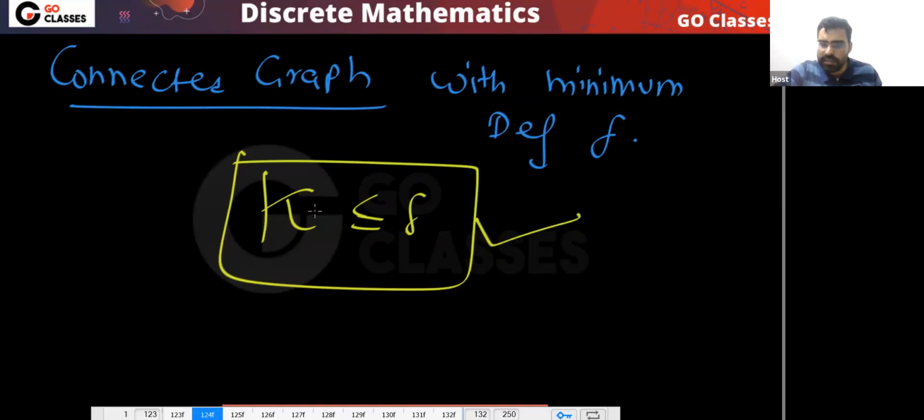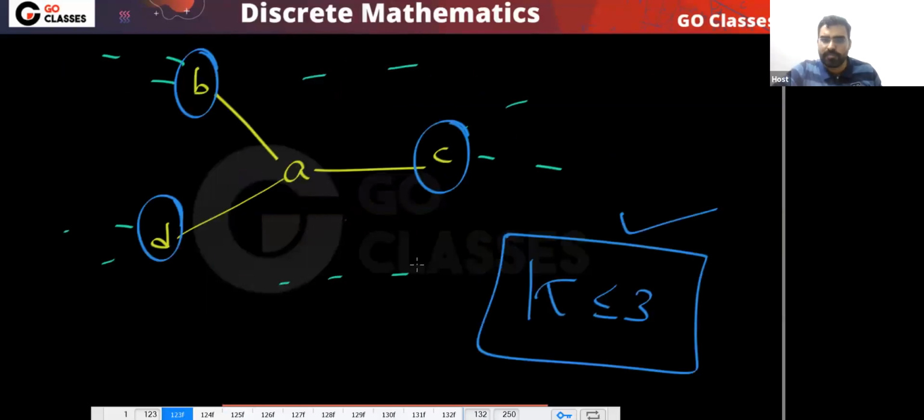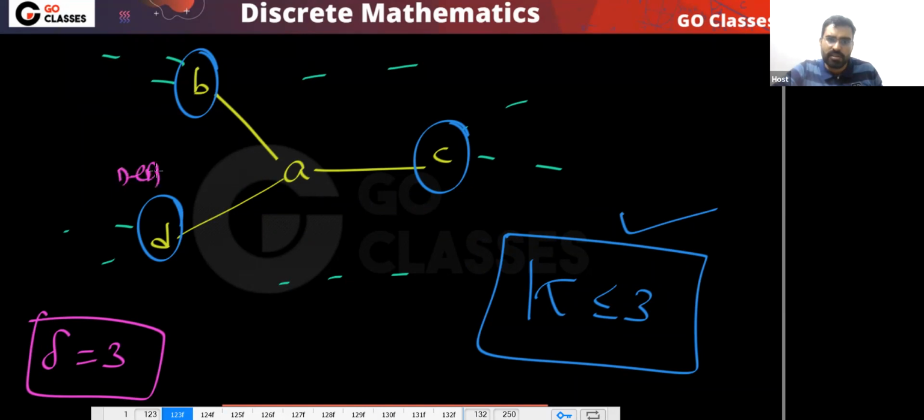Yuvraj is saying, sir, if only a single vertex remains, BCD are pendant. Right, but a single vertex will not remain, because see, Yuvraj, this vertex B also has degree at least 3, since we are assuming that your minimum degree is 3. It means a single vertex will not remain, because each of these also has degree greater than or equal to 3.